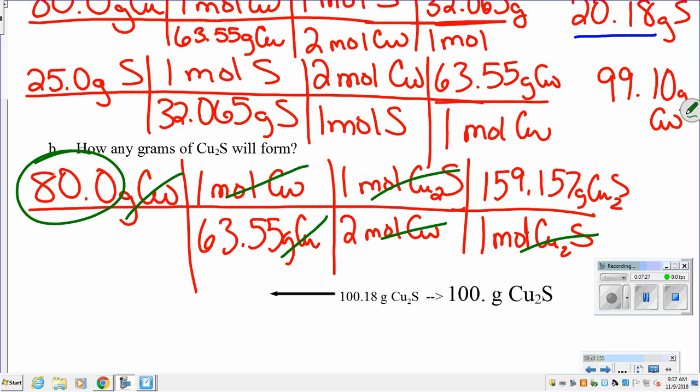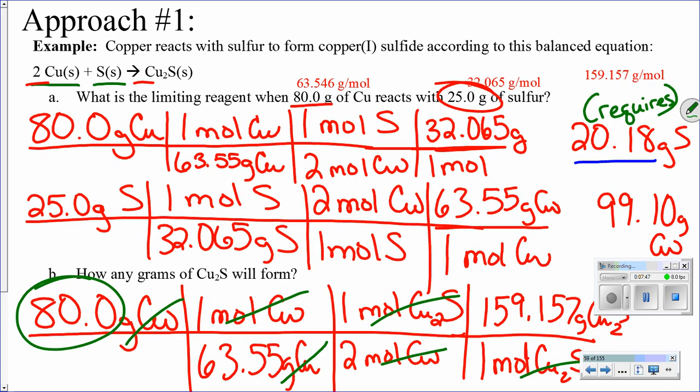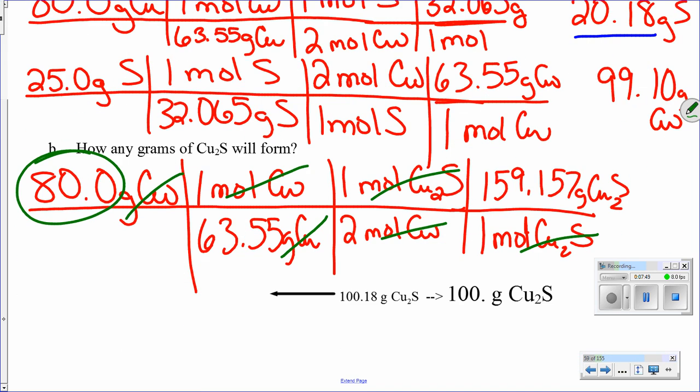Now, exact same problem, different approach. I like this approach a whole lot better. I think it's a whole lot easier. So what I typically do is I say to myself, hey, I'm going to calculate how much product I would make from using either of the reactants, okay? So the first thing that I'm actually going to do is the same calculation that I did right here. Now I'm going to pause the video and copy that over. There's no reason to do it again.